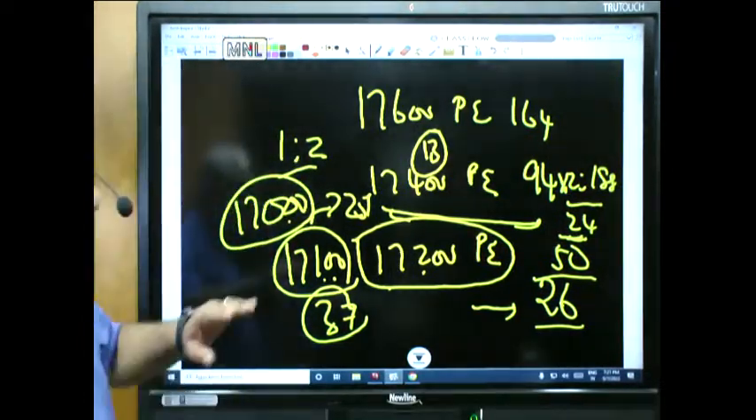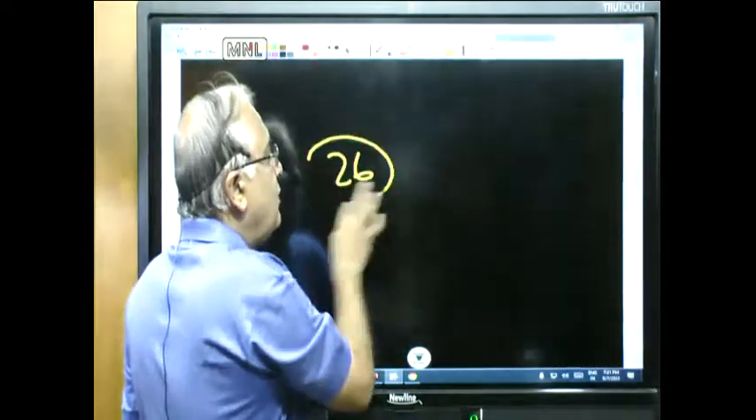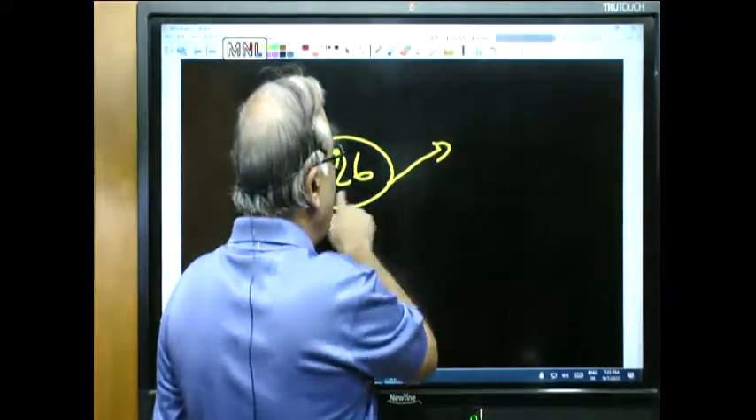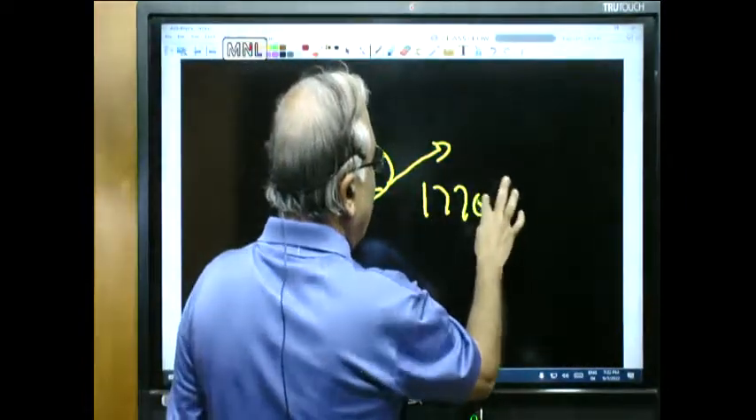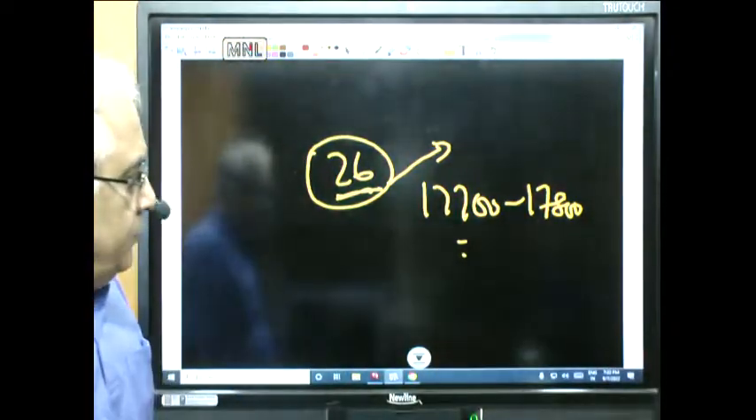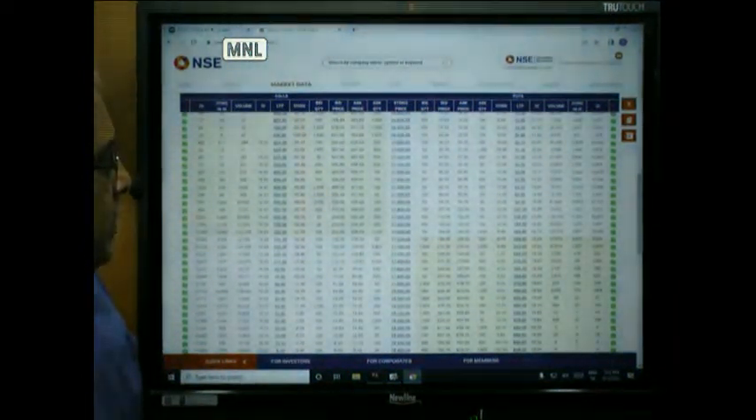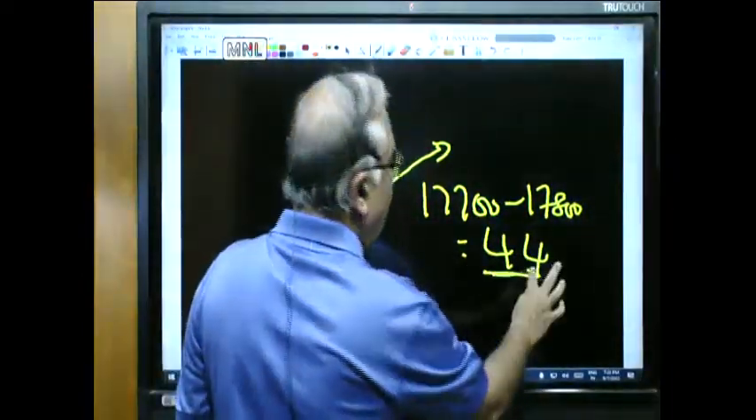Then I'll tell you what should be done. So 26 rupees you are paying, so that's 17.6 to this one. Let us say the market goes up, so you would like to take back this 26 rupees. So let us say you do an opposite call spread, 17.7 to 17.8. Let us see what is the premium for this. 155 and 111, 145. So this comes to 44 rupees.